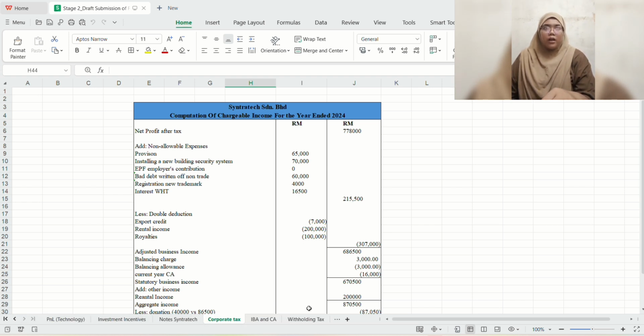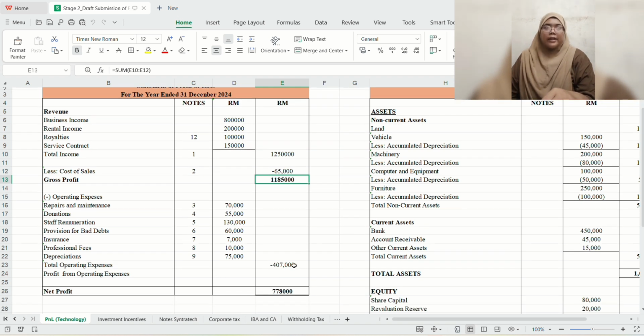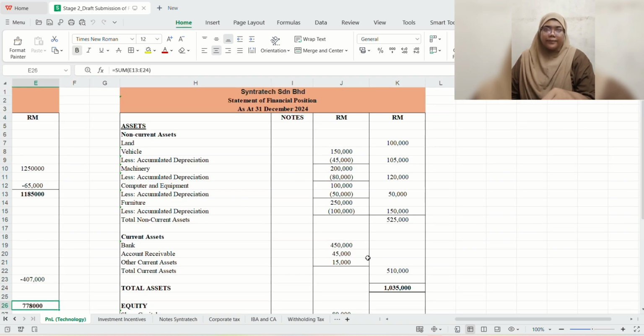Next, this is our technology company Sirata Sendirian Berhad. Statement of profit or loss for the year ended 31st December. This is our total income amount 1,250,000, including business income, rental income, royalty, and service contract. Less cost of sale amount 55,000, and we get gross profit amount 1,184,000. Then we less total operating expenses amount 407,000 and get net profit before tax 778,000.